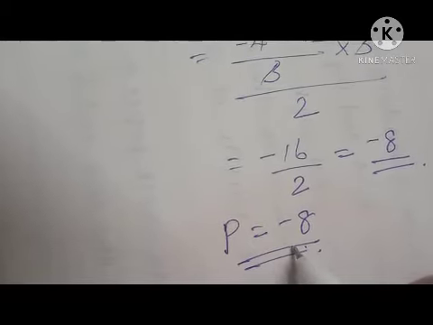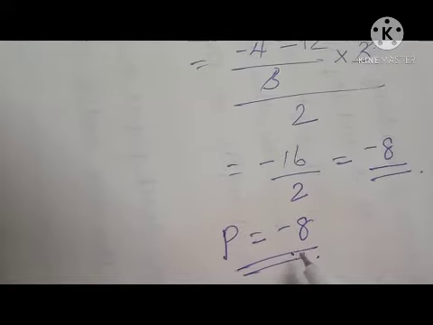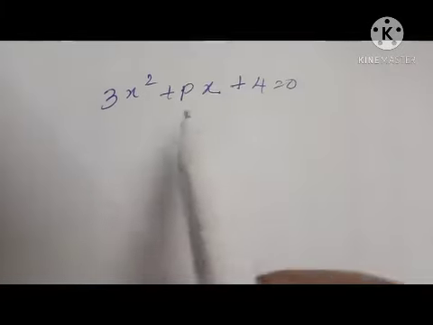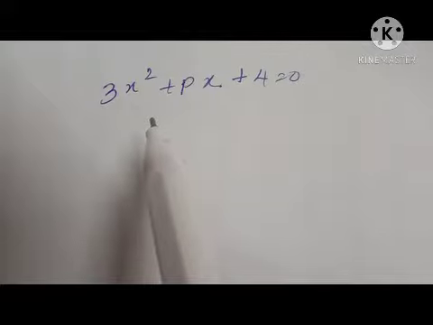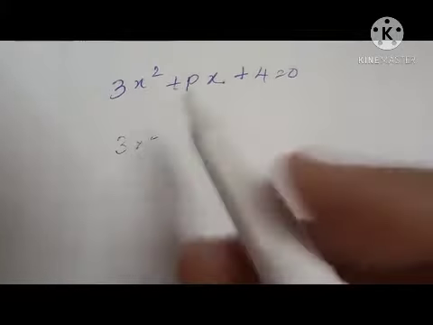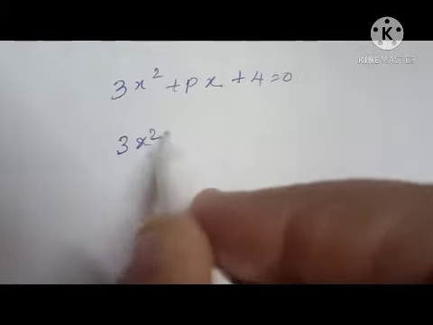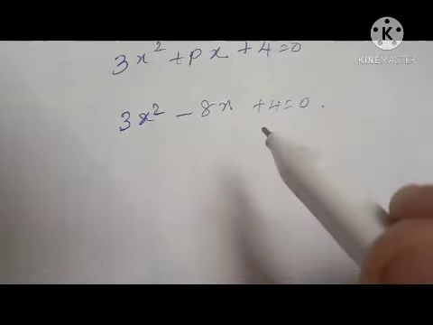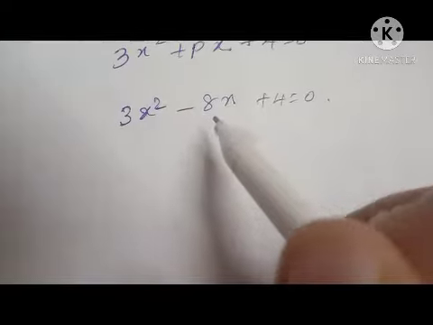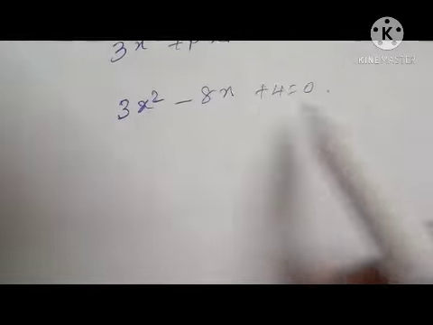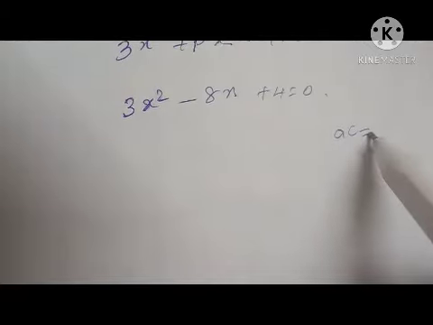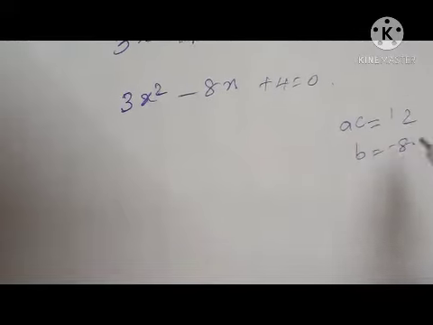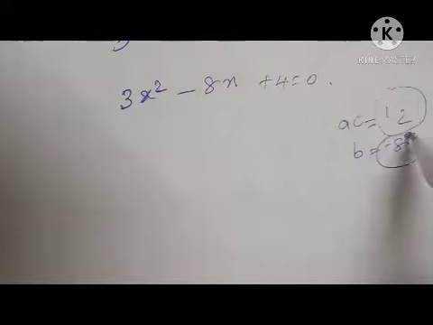Then we have to find the other root. One of the roots is given as 2 by 3. Then we have to find the other root. The equation is given and we got p as negative 8. So for finding the second root of the equation, we have to substitute the value of p here. So it is 3x square minus 8x plus 4 equals 0. Then we can find the other root by using any method. Here I use the split the middle term method. That means the product of the two numbers, A into C, is 3 into 4, 12. Then the sum is B, equal to negative 8. Product 12 and sum negative 8.